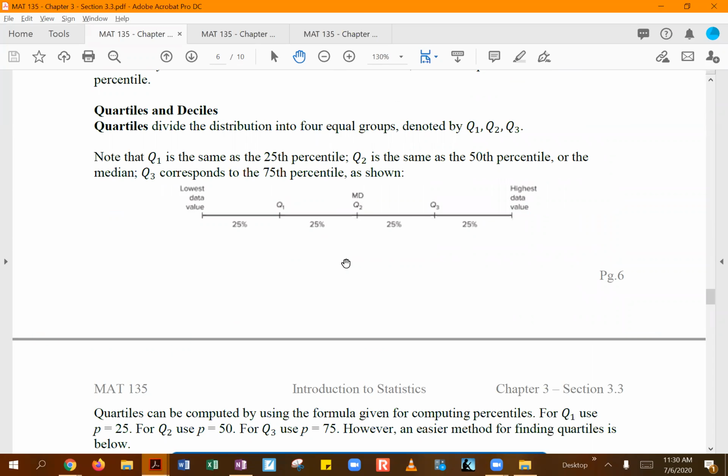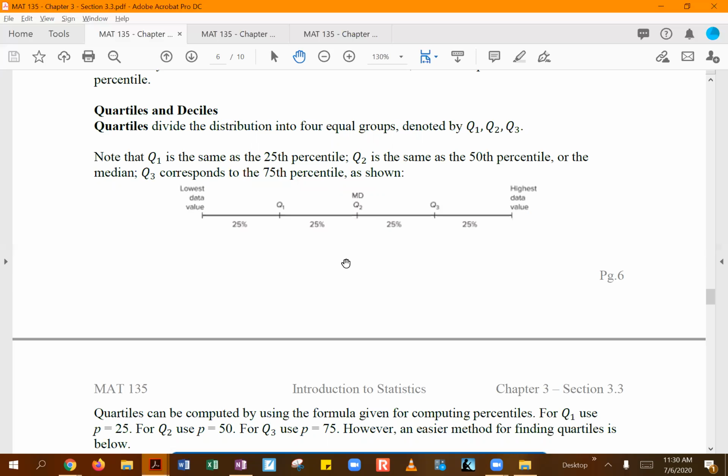Of course, quartiles and deciles are percentiles essentially, but they are just at different levels. So as you can see over here, when we're talking about quartiles, we're talking about Q sub 1, Q sub 2, and Q sub 3. Q sub 1 basically corresponds to the 25th percentile. If you think in terms of quarters, the first quarter section of our percentile would be at the 25th percentile. Quartile 2 would correspond to the 50th percentile, and quartile 3 would correspond to the 75th percentile.